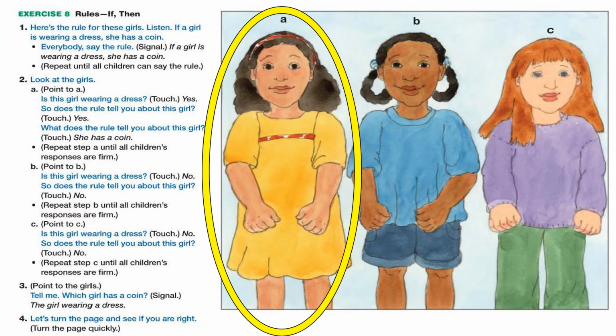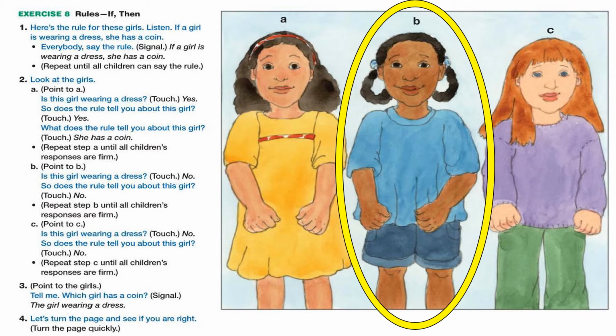Get ready. Yes. What does the rule tell you about this girl? Get ready. Yes, she has a coin. Is this girl wearing a dress? Get ready. No. So does the rule tell you about this girl? Get ready. No.